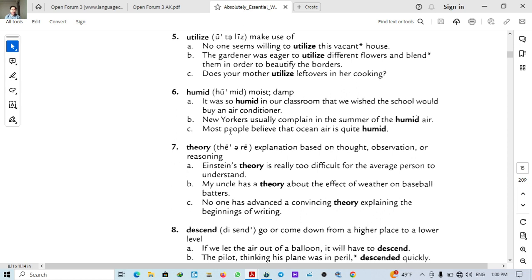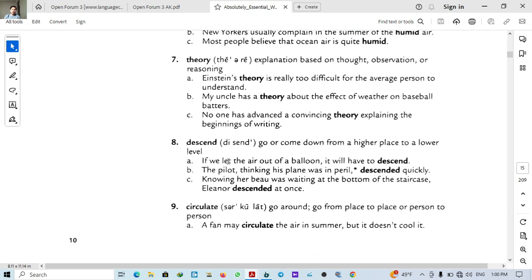Humid is the adjective, and then we can derive other words from the word humid, like humidity. Humidity is the noun form of humid. So humid means martub, moist or damp. And number seven, theory. You're already clear.